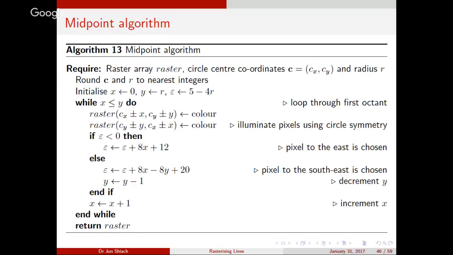So we've got x equals 4, y equals 8, which is that one there. And again, do your circle symmetry going around. Okay, so epsilon's 1 again, which is positive. So this time we go to the southeast. And we add 8 times x, which is 4, minus 8 times y, which is 8, plus 20. Which is minus 11.